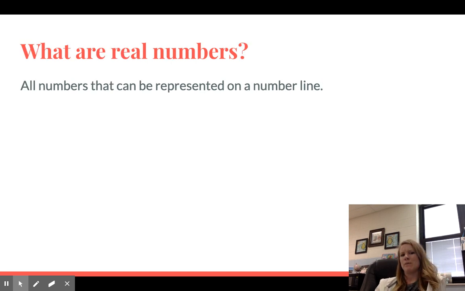So what are real numbers? Real numbers are all the numbers that we just talked about, okay? So all numbers that can be expressed on a number line. That's irrational numbers, rational numbers, whole numbers, integers, and natural numbers.